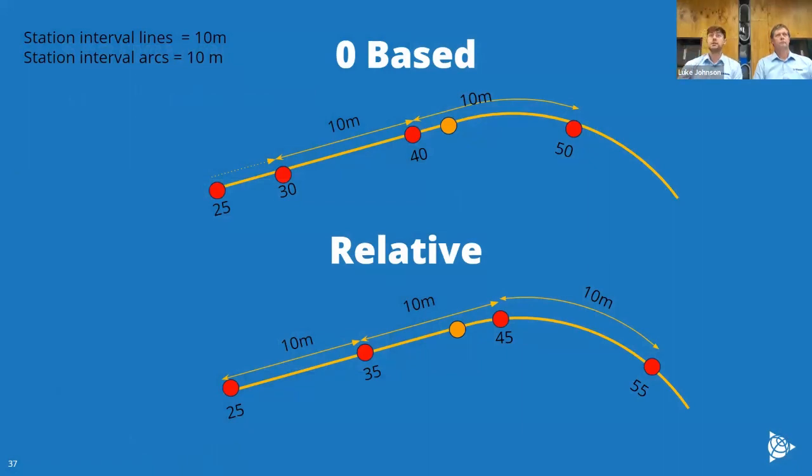So with the zero based, even if the road or polyline stationing starts at station 25, the stations are going to be defined zero based. So Trimble Access will be taking you to stations at 30, 40, 50, as if the stationing started at 0. Relative means that the stationing will start and be determined by whatever the start station of the line is. So in this case, the start station is 25, so the stationing is going to be 35, 45, 55.